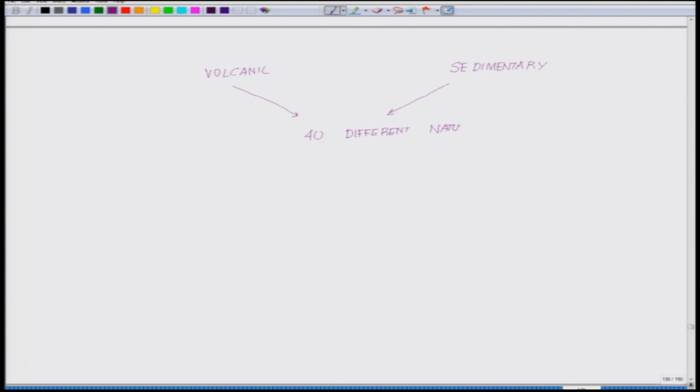These are natural zeolites. Okay. Some examples are cabazite, then clinoptilolite, mordenite. Okay.